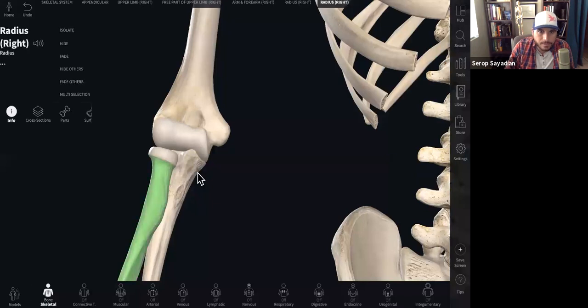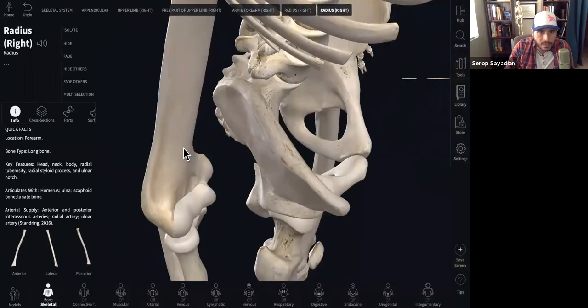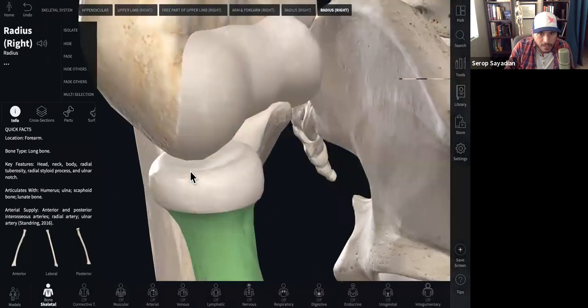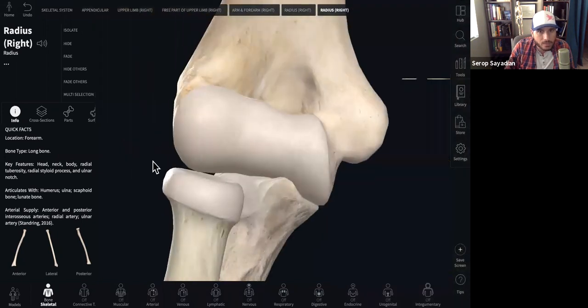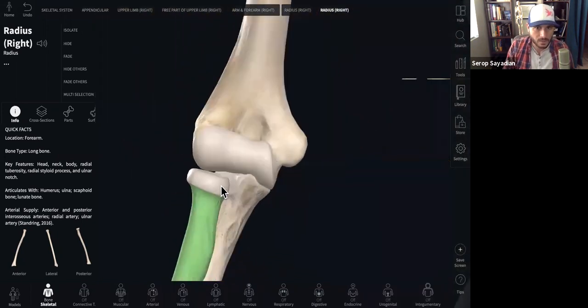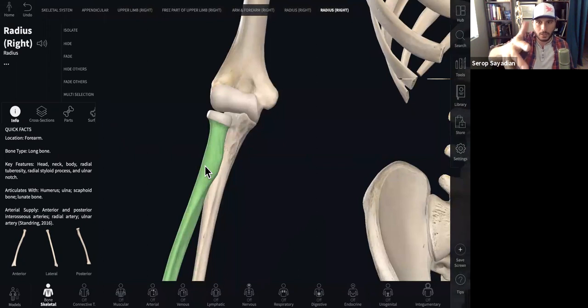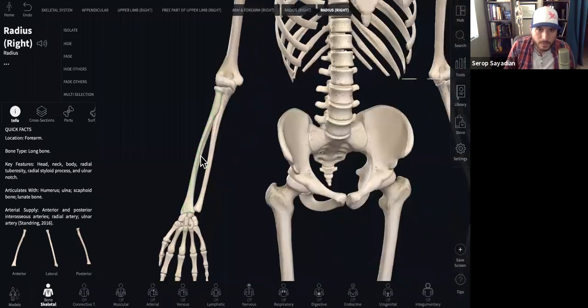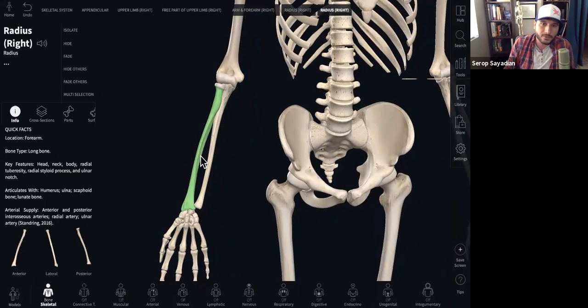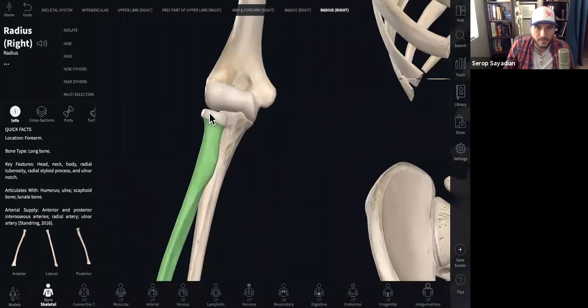here's the radius. And the head of the radius, you see how it's this round portion here? It's attaching to the capitulum of the humerus. This joint right here allows you to do supination and pronation, or rotation of your forearm. And the cool thing is, no matter what motion you make, radius is always on the lateral side. It's always going to be on the thumb side. So radius is the lateral bone of the forearm. In anatomical position, it is the lateral bone, and it's attaching to the capitulum of the humerus.